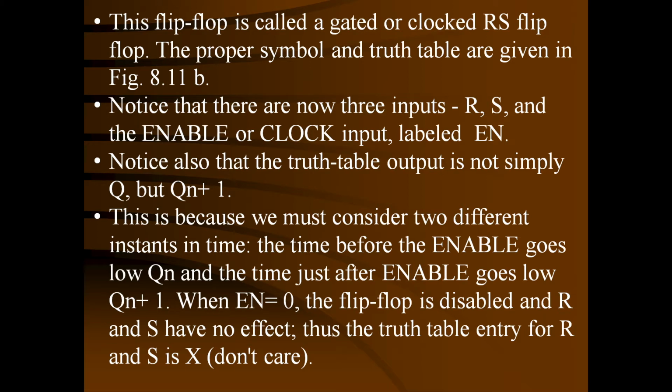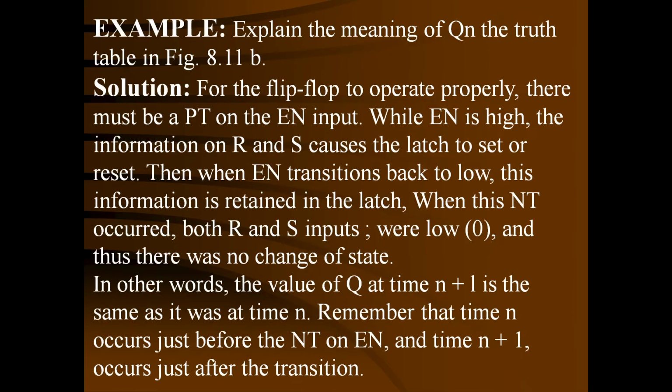The proper symbol and truth table are given in figure 8.11b. Notice that there are now three inputs: R, S, and the enable or clock input, which is labeled as EN. Notice also that the truth table output is not simply Q, but it is designated Qn plus 1. This is because we must consider two different instants in time. The time before the enable goes low, Qn, and the time just after enable goes low, that is Qn plus 1. When enable is going to be 0, the flip-flop is disabled and R and S have no effect. Thus the truth table entry for R and S is equal to X. That is called don't care.